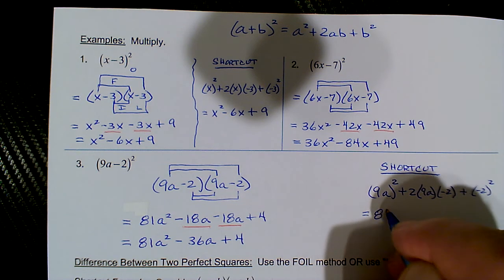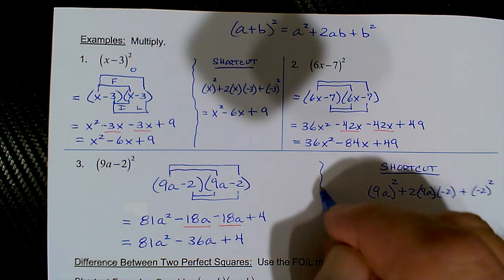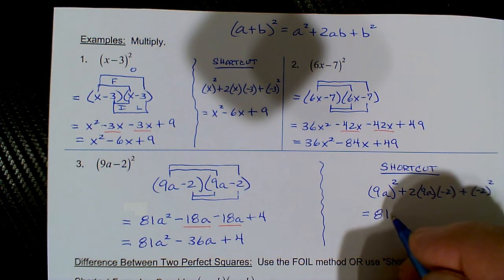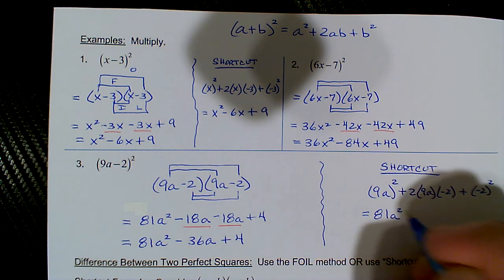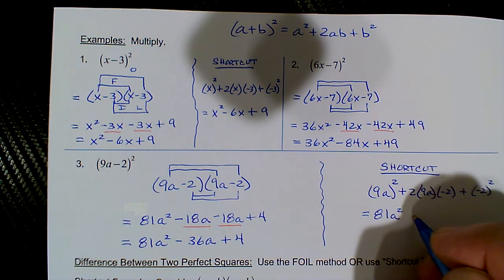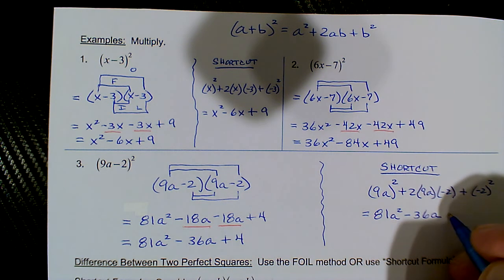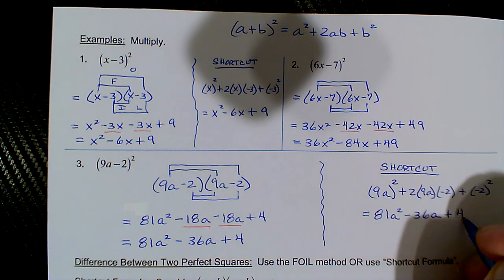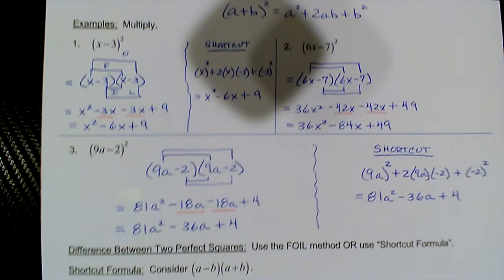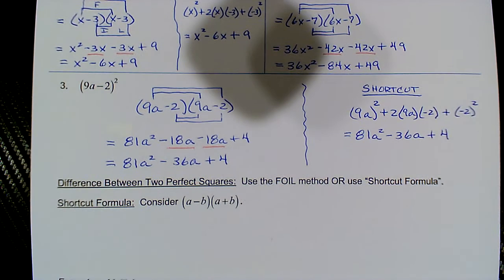So you could see we get 81a squared. I'll separate this just so you know that that's the answer, we're done. But just to show it a different way, 81a squared, 2 times 9 times negative 2 is negative 36a. And then squaring negative 2, we get positive 4. And of course, we get the same result. So it's your choice, whatever method you prefer.